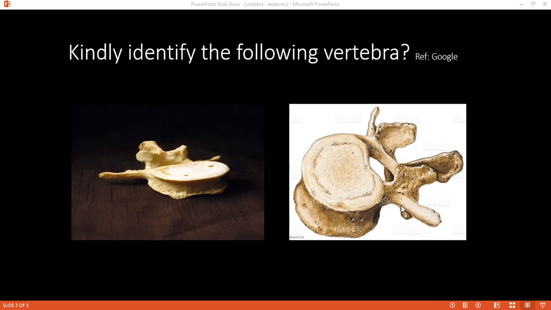Can you please tell me, if you have to do a lumbar puncture, first of all, at what level can it be done?